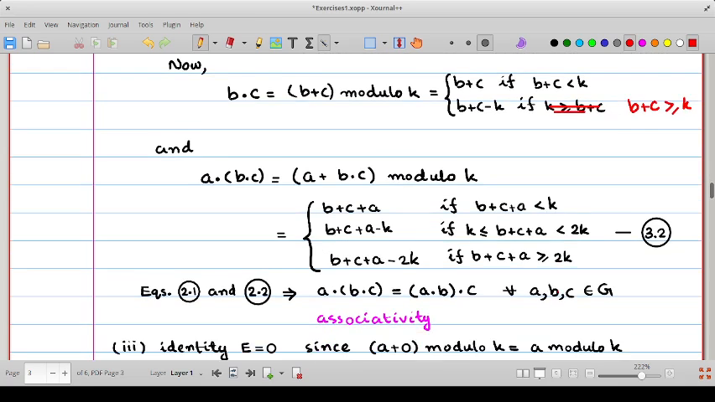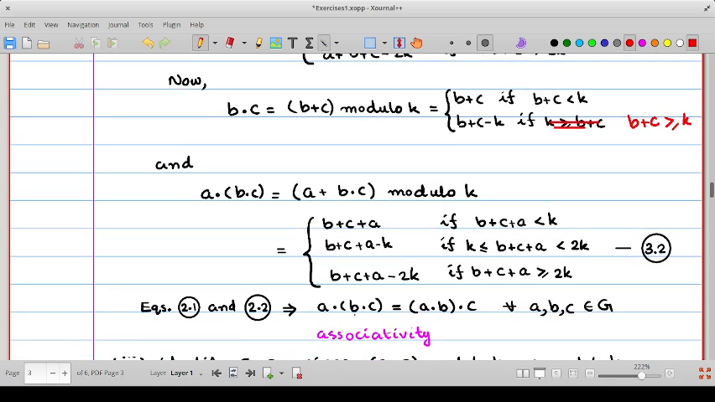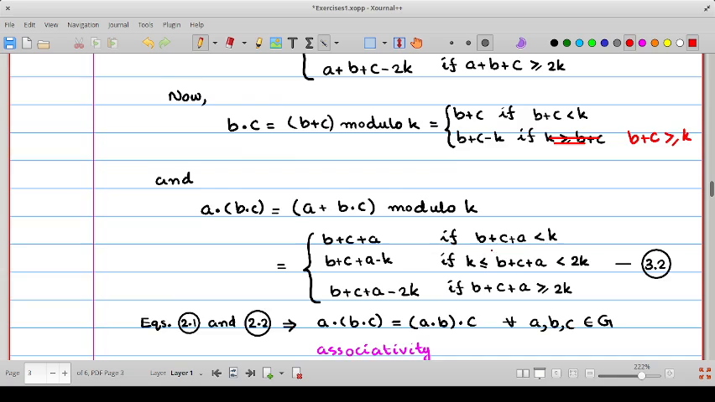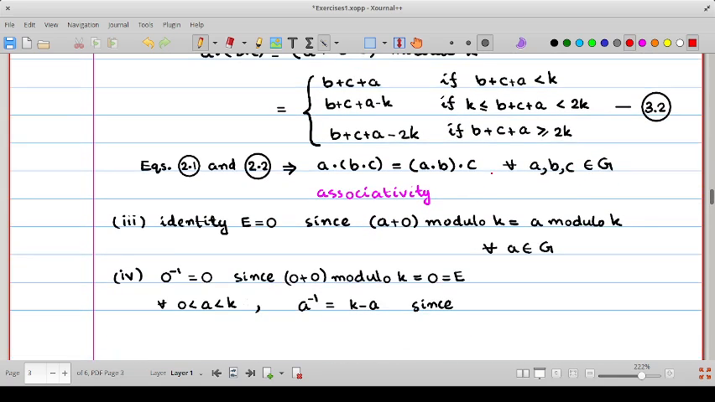So that means now, since these are all integers and integer additions are commutative, we can see that the set of values given here is exactly the same as the set of values given here. And therefore, A dot B dot C as given by equation 3.2 is the same as A dot B dot C as given by equation 3.1. Or in other words, associativity is satisfied.